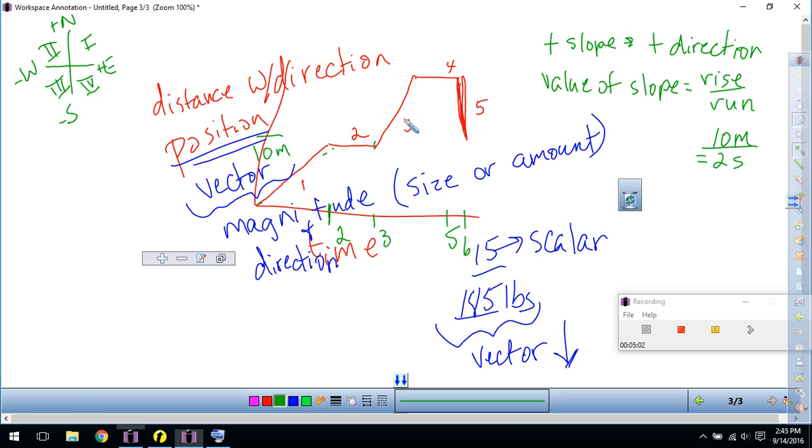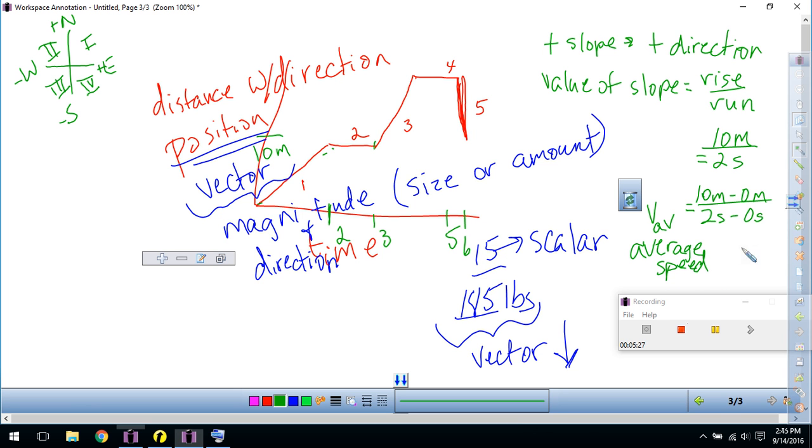How do I know? Well, I take the final position minus the initial. The final position is 10 meters. The initial is 0, so it's going to be 10 meters minus 0 meters over 2 seconds minus 0 seconds. And that gives me what is called the average speed. Or if VAV doesn't work, just call it average speed.